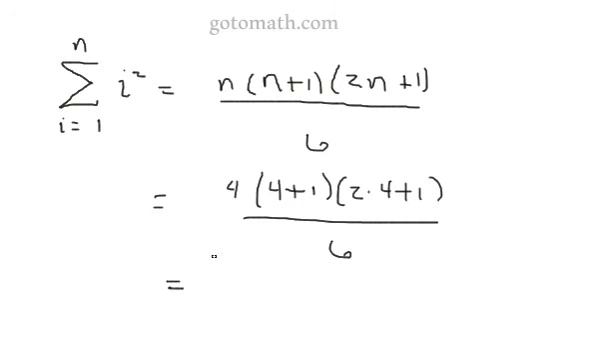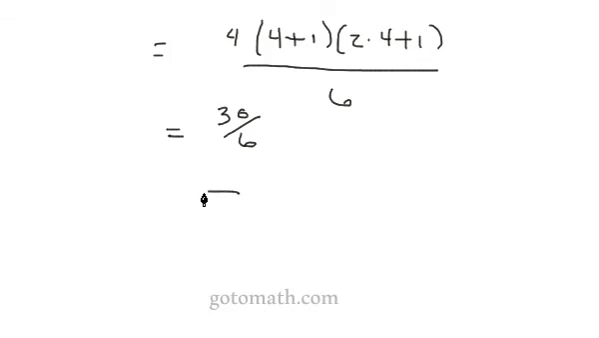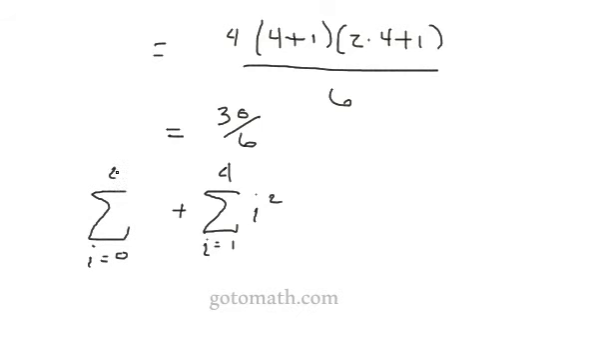So I'm getting 30 over 6. Now this is going from 1 to 4 up here. So let's go ahead and write this out. This is the sum of i equals 1 to 4 of i squared. Now remember, we still have that very first term, which was i equals 0 to 4 of i squared.